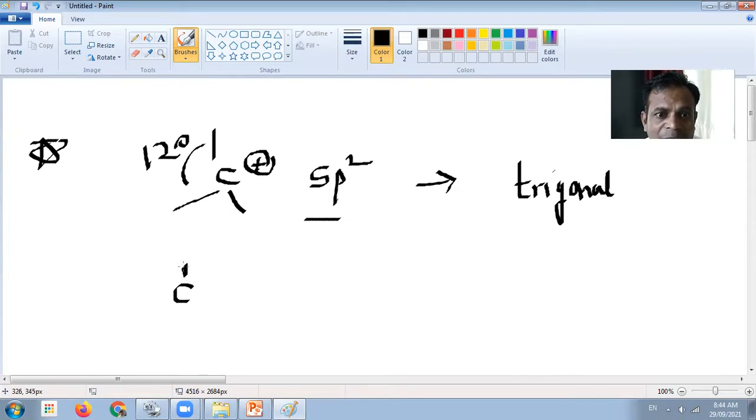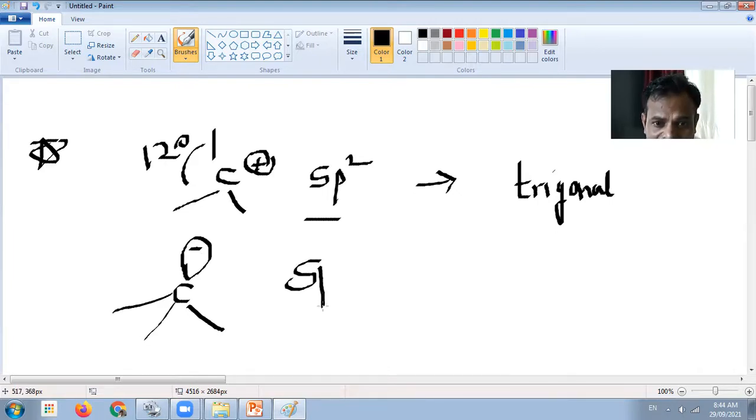Now the second one: you must know what a carbanion is. Carbon which contains a negative charge is nothing but a carbanion. This carbanion is sp3 hybridized. You should also know that the hybridization of a carbanion is sp3, and the geometry of sp3 hybridization is tetrahedral.